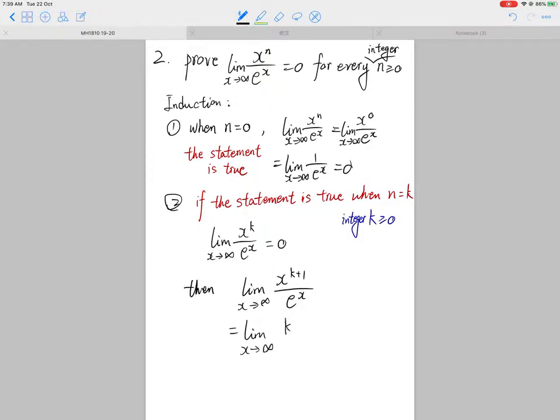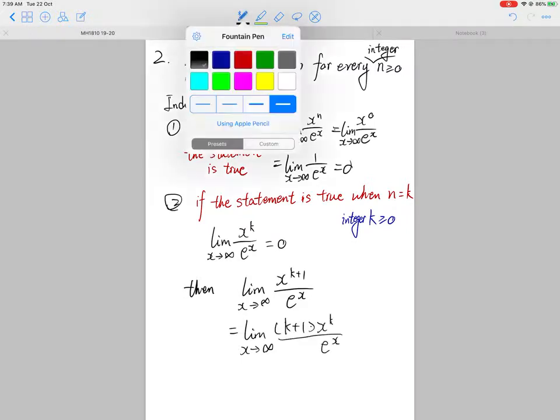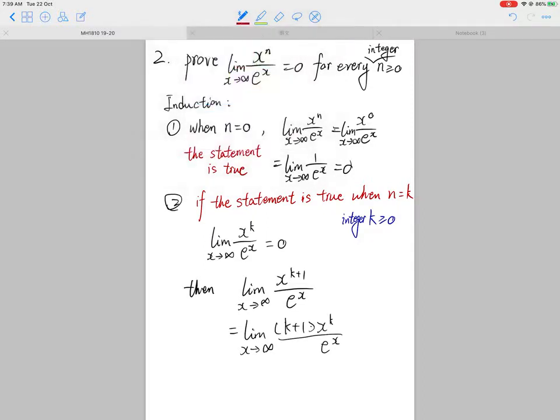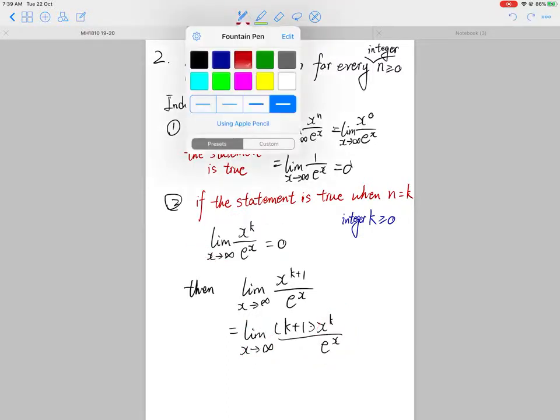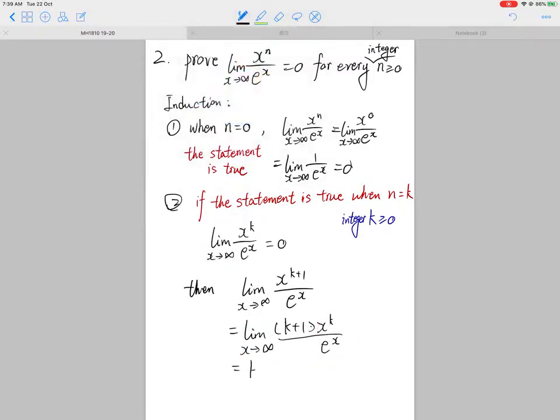It's just k plus 1 times x to the power of k over e to the power of x. Right? Then this part is what we already know. Okay? So we can separate it to k plus 1 times this limit. Right? And this is 0, so it is 0. Right?